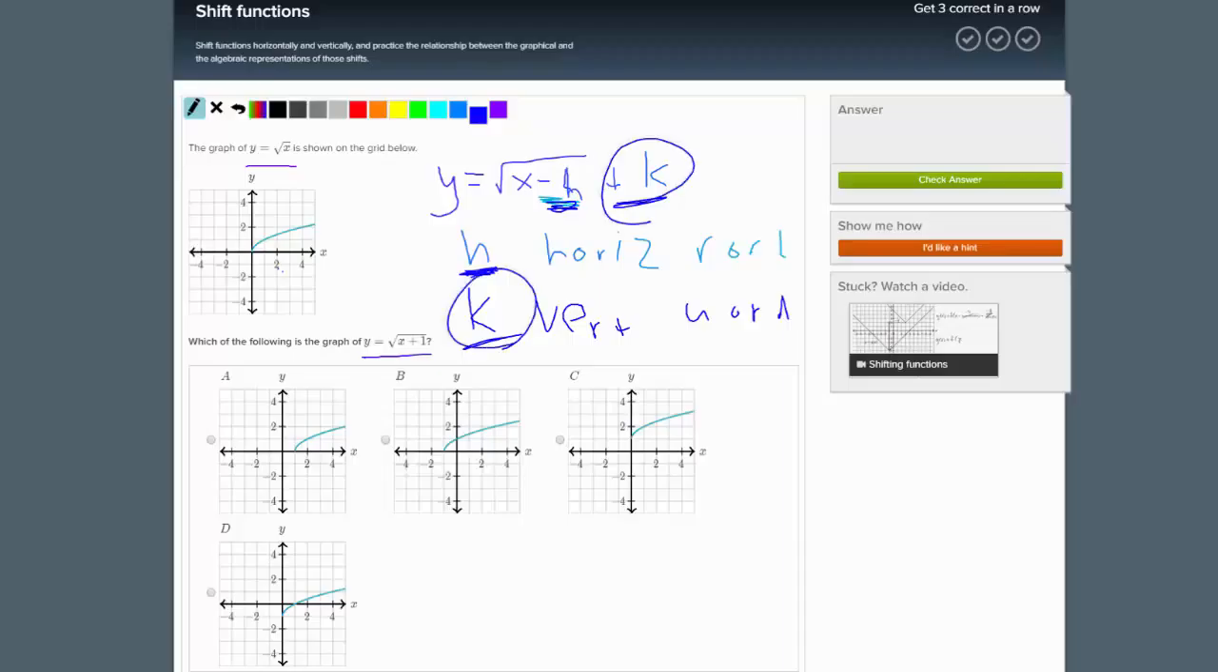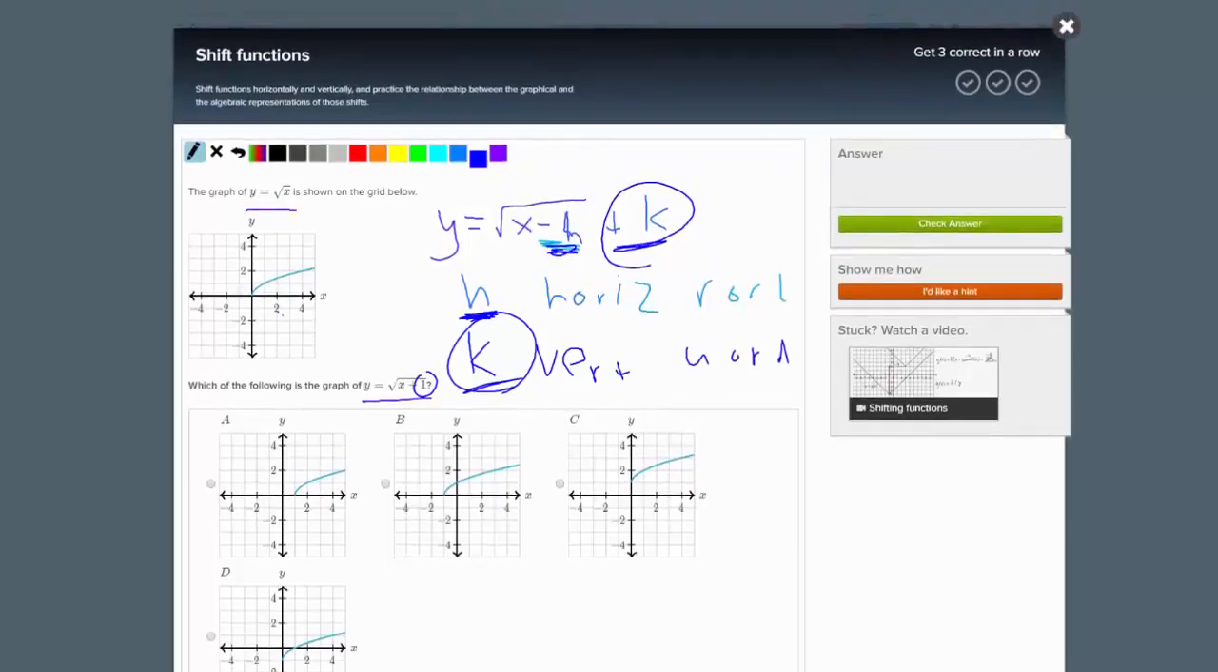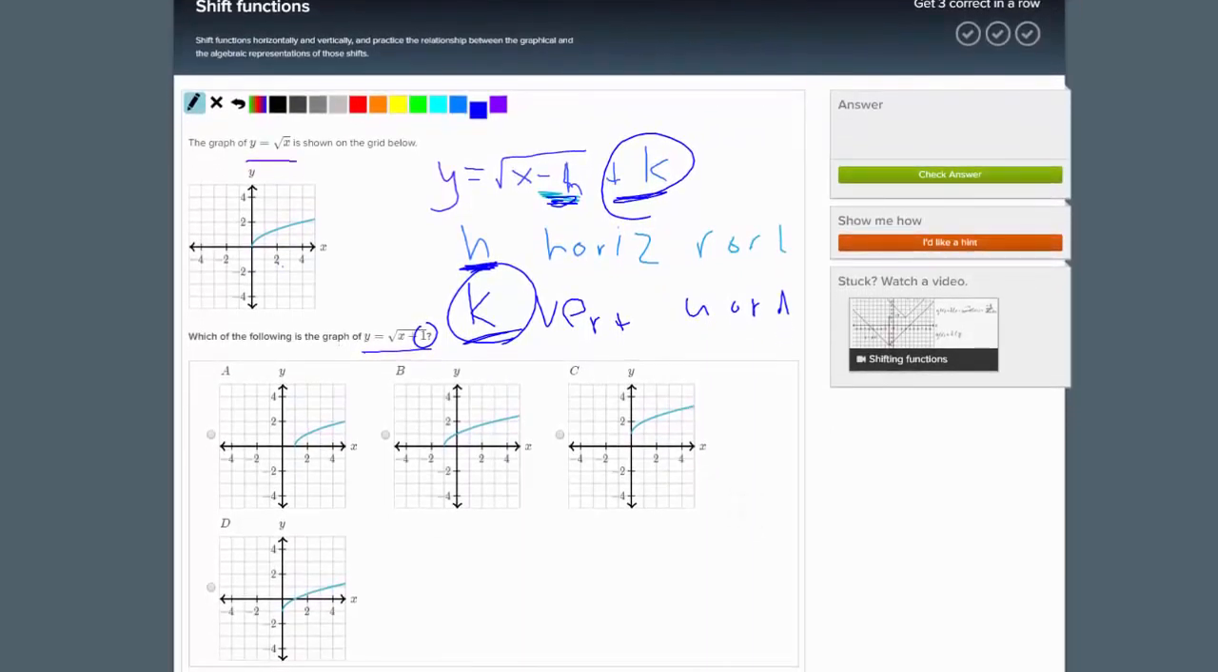Okay, positive k, these are the same signs. All right, so let's take a look at this thing. We have x plus 1, that's an h, right? So that is a horizontal shift, and remember I changed the sign of it, so it's going to be a negative 1 horizontal shift. Negative 1 means left 1. So which one of these shifted from here, left 1 to here? Looks like this one right here, B did.